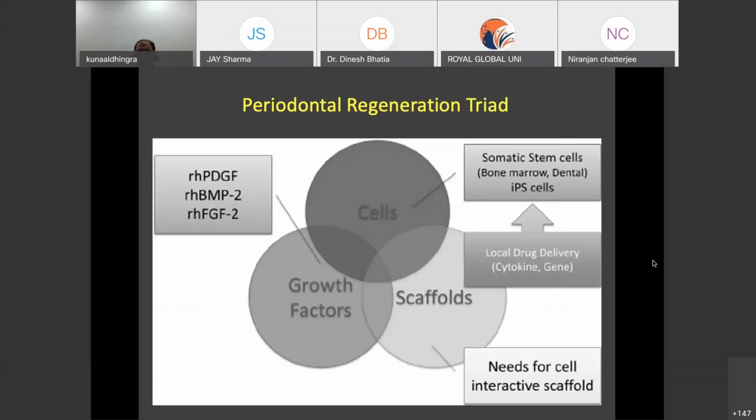So what we need to remember is how periodontal regeneration is achieved. There are three components when we want to regenerate a periodontium. You need to take assistance of cells, which are basically somatic stem cells like bone marrow or dental pluripotent stem cells. Then you need growth factors, that is recombinant human platelet-derived growth factors or bone morphogenetic proteins or fibroblast growth factors. And then you also need a scaffold. So scaffold is basically a support for the cells and the factors. So when these come together, only then can we achieve tissue regeneration, any kind, and in particular periodontal regeneration.